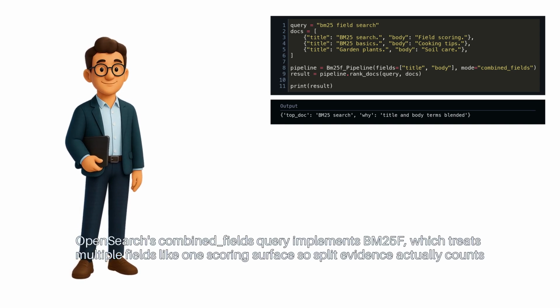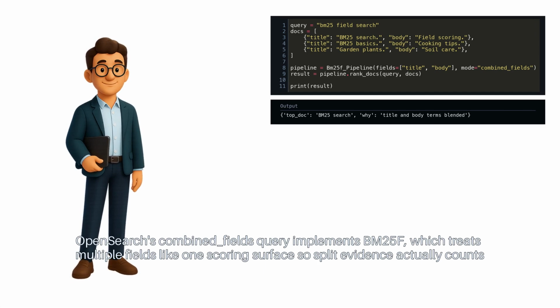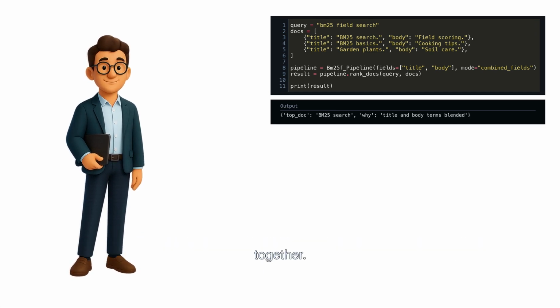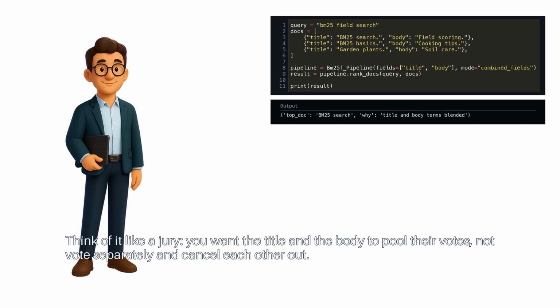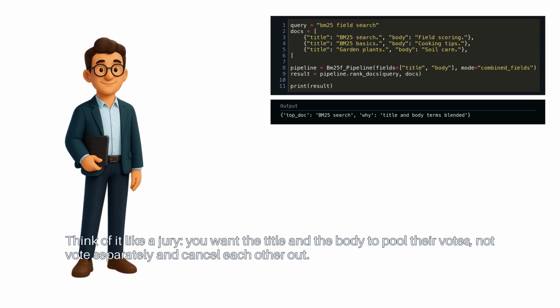OpenSearch's Combined Fields query implements BM25F, which treats multiple fields like one scoring surface, so split evidence actually counts together. Think of it like a jury. You want the title and the body to pool their votes, not vote separately and cancel each other out.